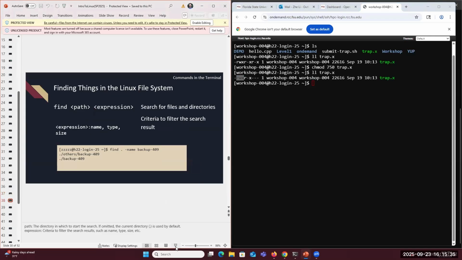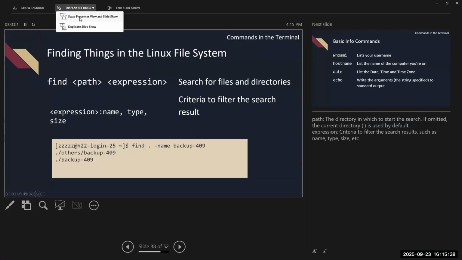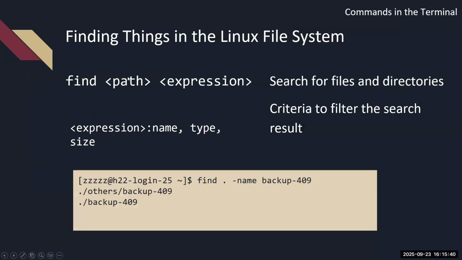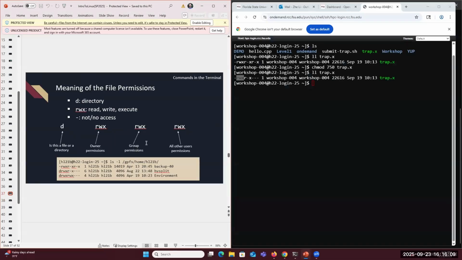And let's take a look at find. So if you want to find a file in your system, you can use find with a path. If you do not define it, it starts from your working directory. And expressions can be name, type, size, and this is how you can do that. Find dot, and then I want to find by name, and this is the file name I'm going to find. When you hit enter, if you have that file, it will be there. Okay, makes sense?